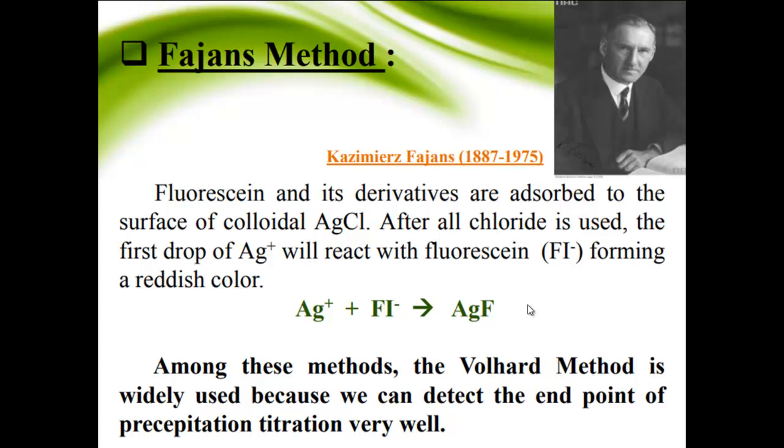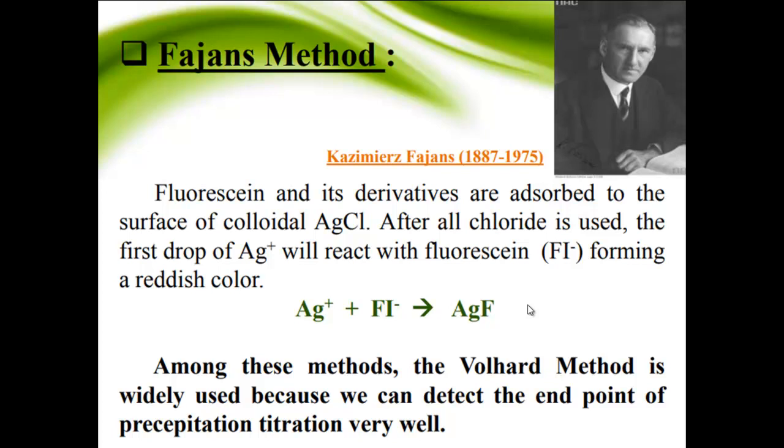Okay, an AgF precipitate will form. This is a reddish color precipitate. And among these methods, the Volhard method is widely used because we can detect the end point of precipitation titration very well. Actually, the Volhard method is very easy. That's why this is a widely used method. Okay, why is it easy? Because we can easily detect the end point of precipitation titration.